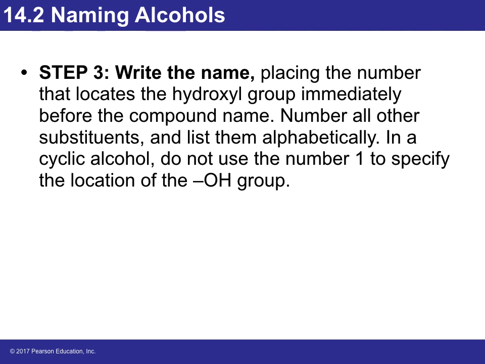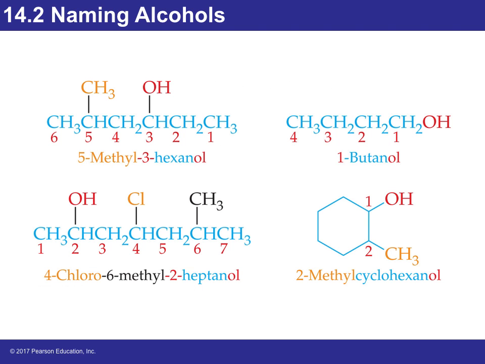Number all the substituents, list them by alphabetical order. Again, in a cyclic alcohol, you don't use the number 1 to say it's the OH group, because we know by definition that's the one carbon that holds that hydroxyl group. Now, another example, simpler here.